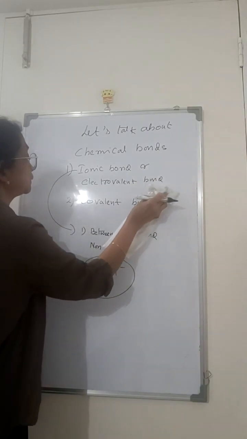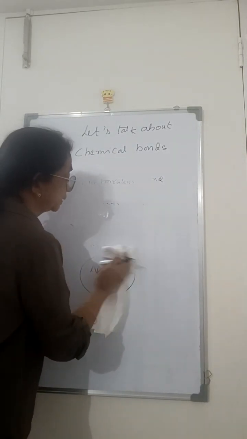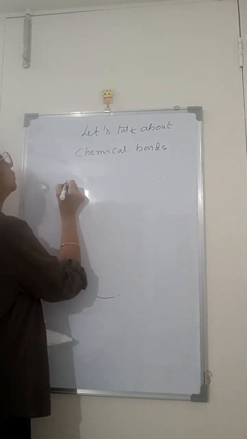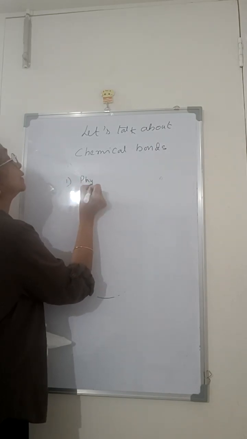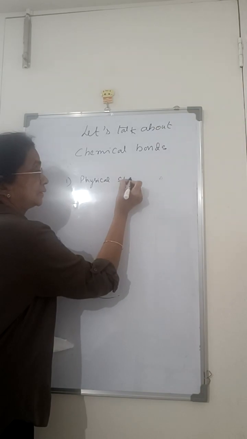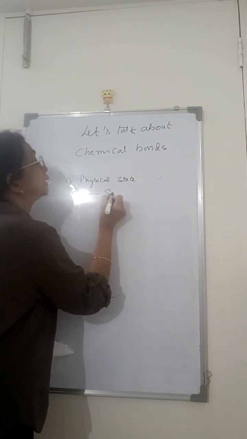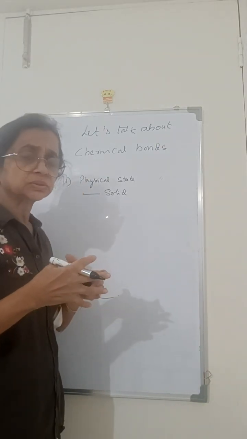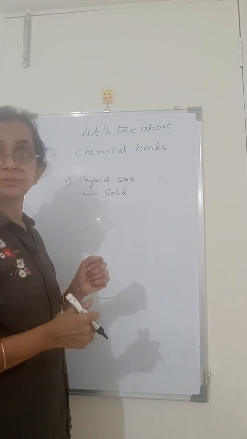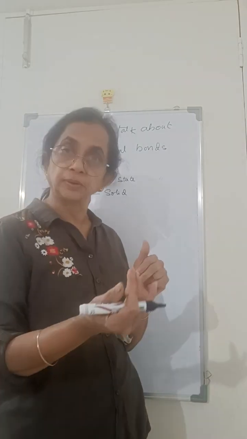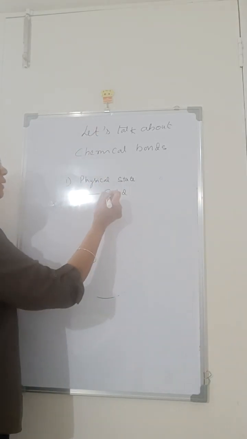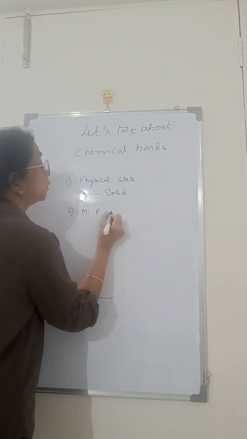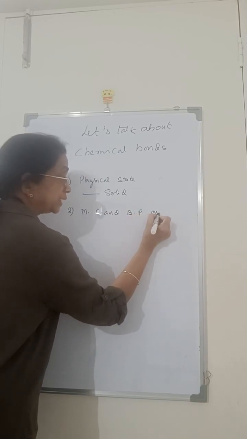So what are the properties of ionic bond? Let's discuss. Physical state: they are in solid state, because there is a strong electrostatic force between them. Metals give away electrons, non-metals accept electrons. Physical state is solid. And then their melting and boiling points are very high.